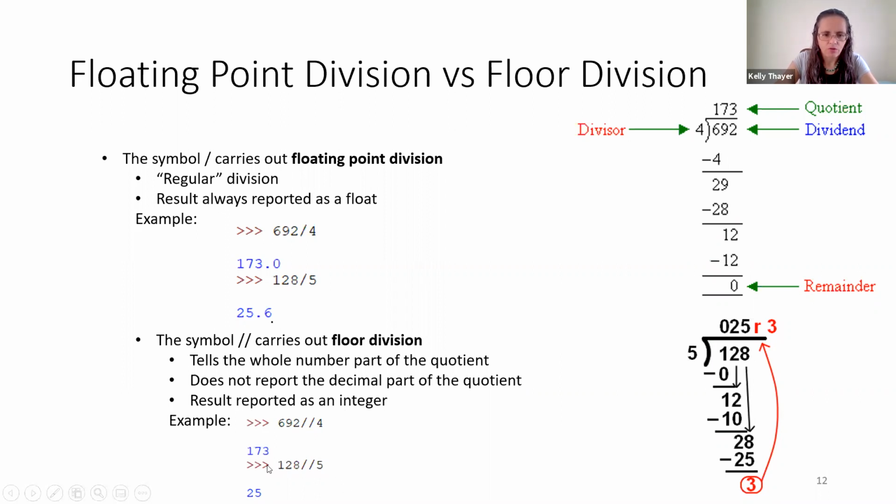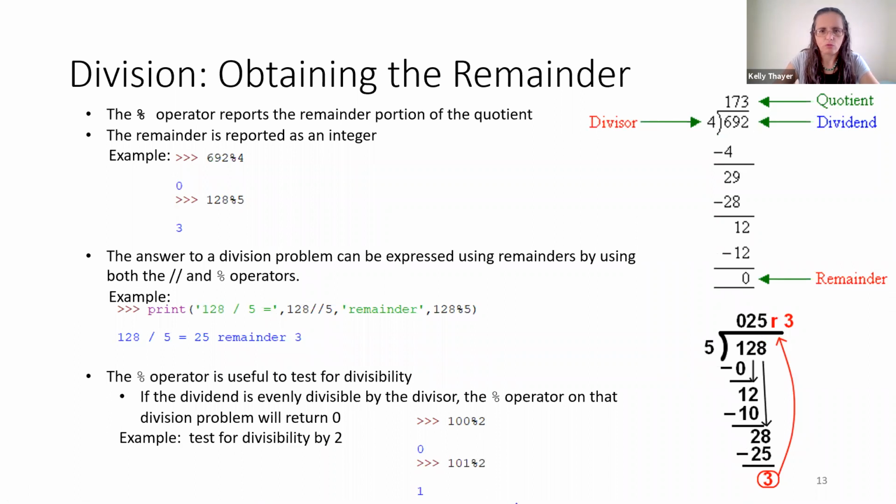Okay, and now we have the 128 divided by 5, which has a remainder of 3, and again, it's going to report the whole number part, which is clearly different from this example here, right, where it's 25.6. We're only getting the 25, the whole number part. So suppose you wanted to know what the remainder is. So this is when we use the percent operator, which is going to extract the remainder from doing the division problem. So 692 % 4, there is no remainder, so this will report 0. 128 % 5 is going to report the remainder of 3. So the answer to a division problem can be expressed using the remainder.